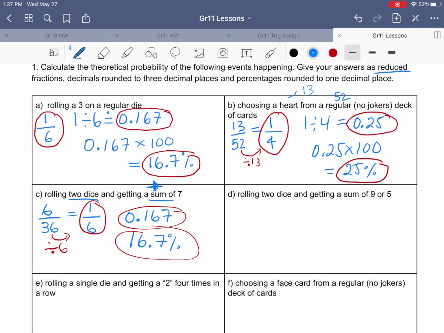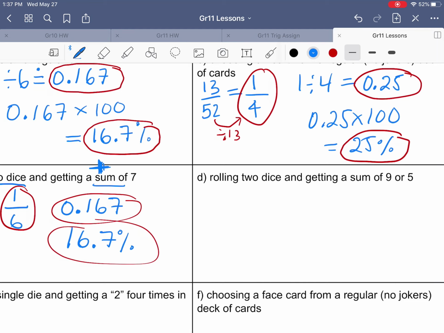So part D, we're rolling 2 dice and getting a sum of 9 or 5. Let's take a quick look at what we're really doing here instead of just saying refer back to the table like I did with the last question. If we are trying to get a sum of 9, we can roll one die and get a 6 and the other die get a 3. We can roll one die get a 4 and the other get a 5. Those are the only combinations that are going to give us 9. Now we can also do it the other way though, 3 and 6 or 5 and 4. So this gives us 4 combinations for 9.